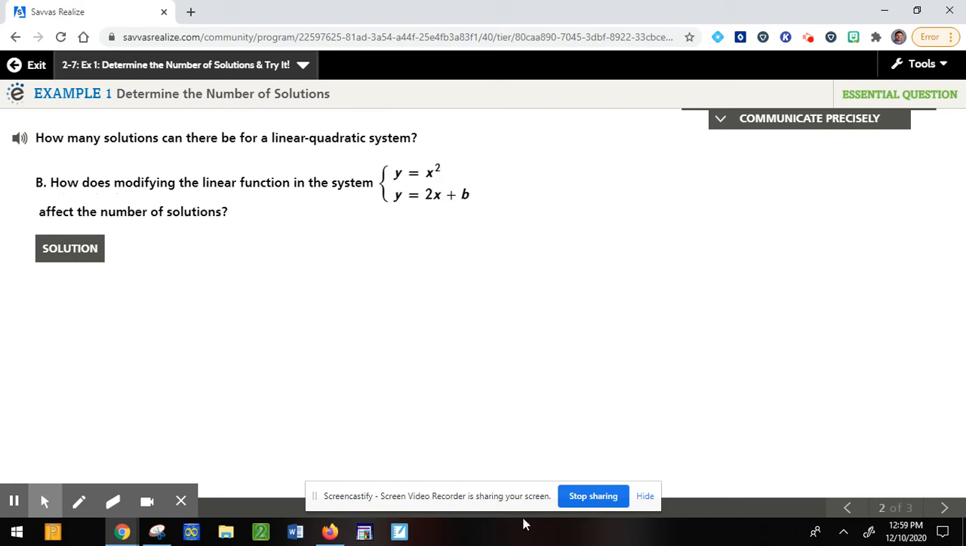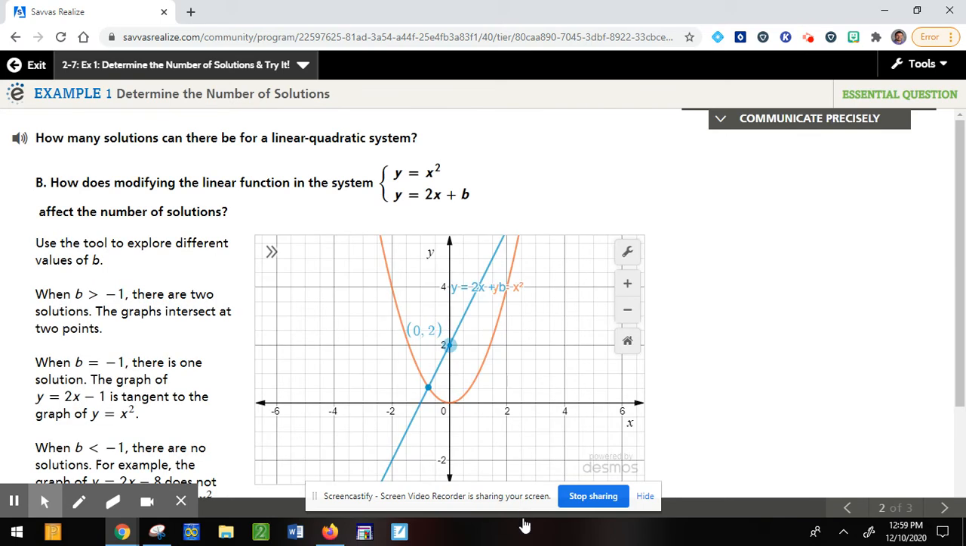How does modifying the linear function affect the number of solutions? So the b would be the y-intercept here. If I slide, you can do this on your own as well, but if you slide it up, it's obviously crossing twice. When the y-intercept is exactly -1, it's touching it exactly once.